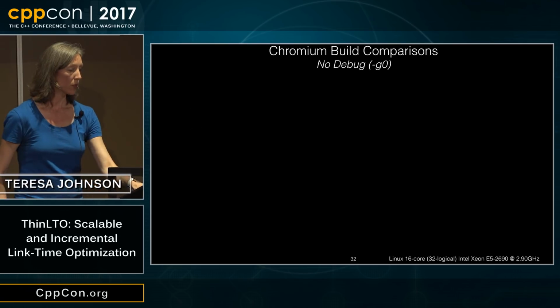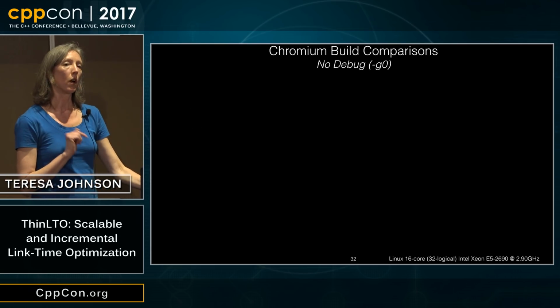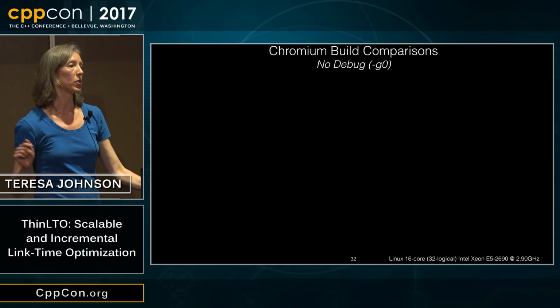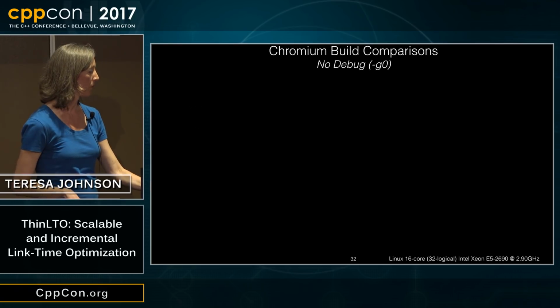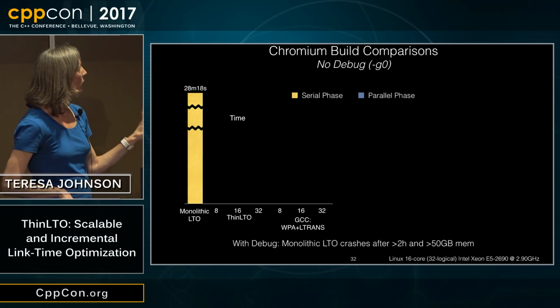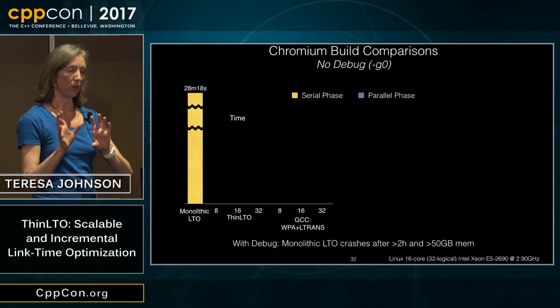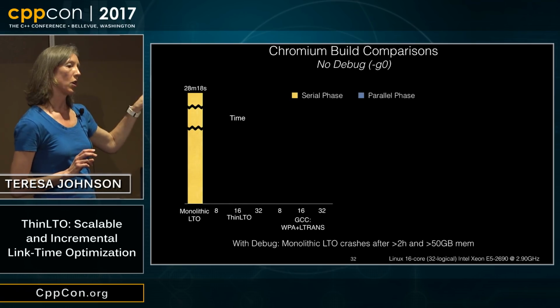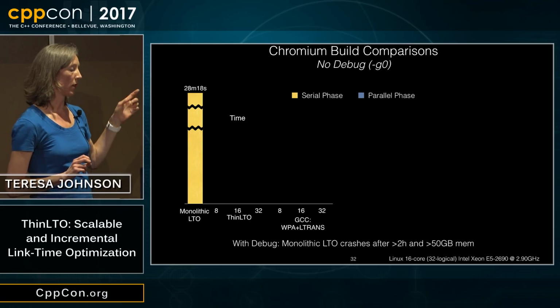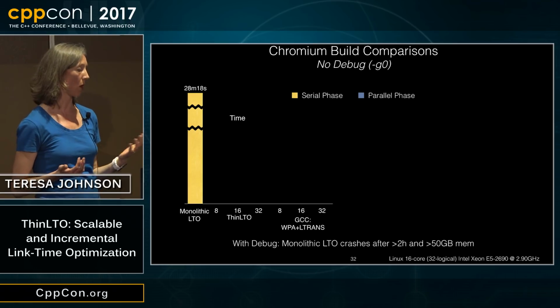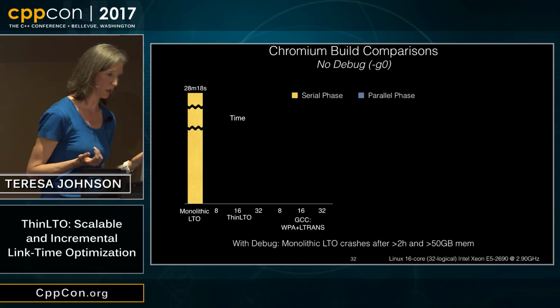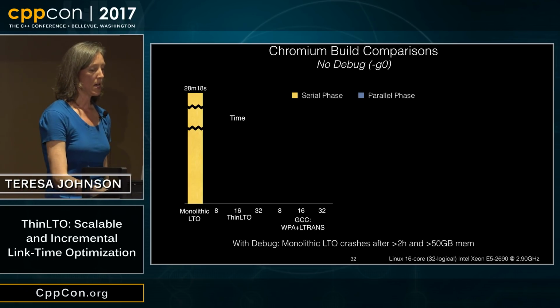Okay, so now looking at Chromium. Chromium is the largest of the 3 applications that all of these LTO techniques could successfully compile without debug info. Now we're going to look at both the serial phase and the parallel phase. Monolithic LTO is LLVM's LTO implementation. It's fully serial, so there's one set of numbers here, and as expected, it's kind of slow. It takes around 28 minutes to build Chromium.